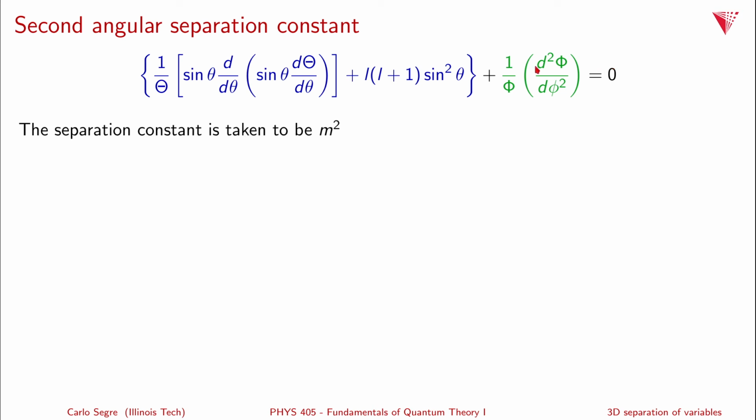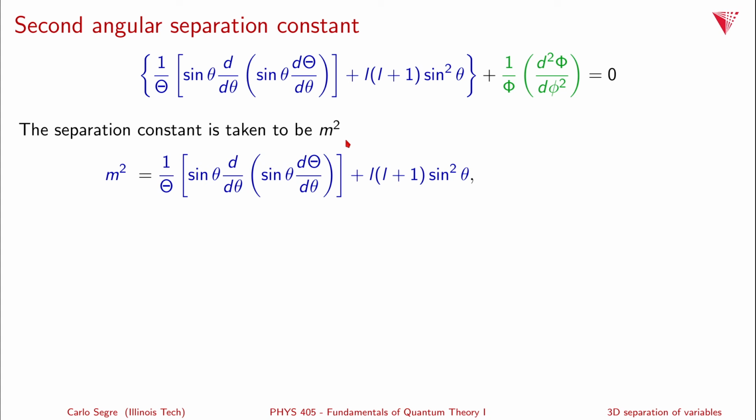Now, the separation constant, again, for these two, is going to be called m squared. And so now we have two equations. We have one in theta, which says that m squared is equal to 1 over capital Theta sine theta, d by d theta applied to sine theta d capital Theta d theta, plus L(L plus 1) sine squared of theta. And then we have minus m squared is equal to 1 over capital Phi d squared Phi d phi squared. And these two equations are the ones we're going to solve next.